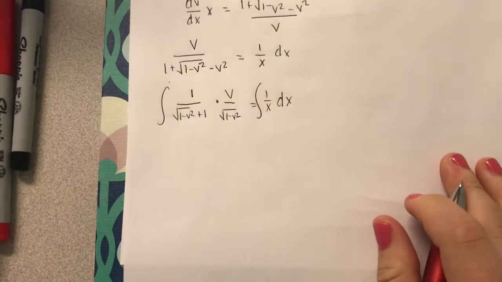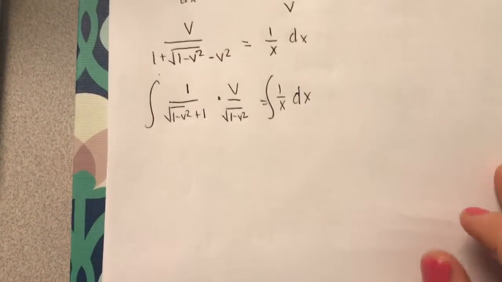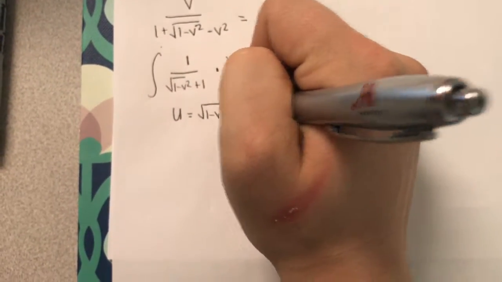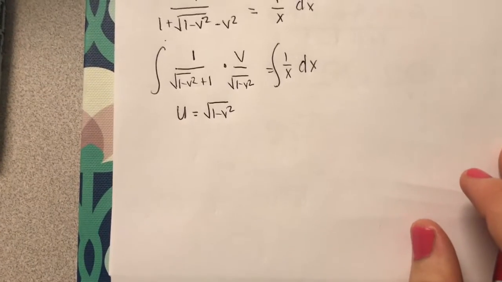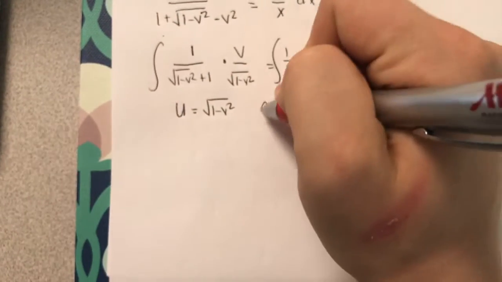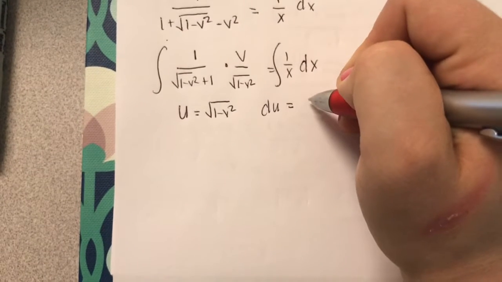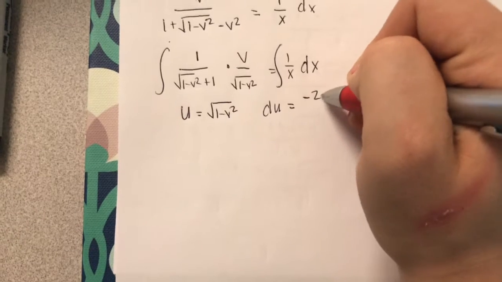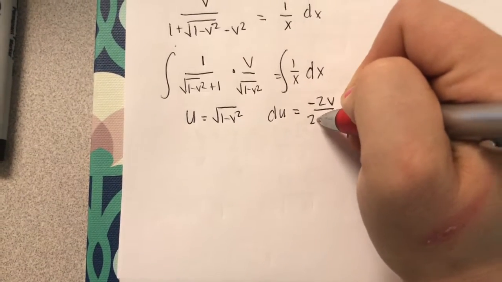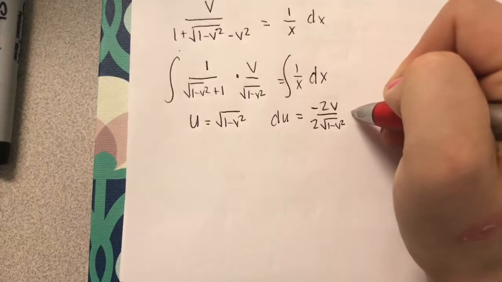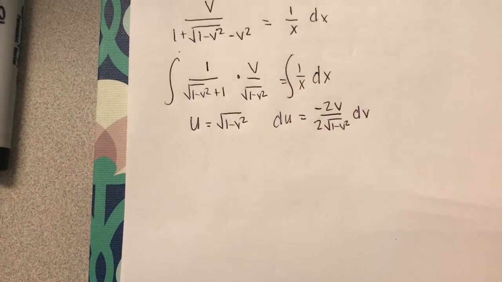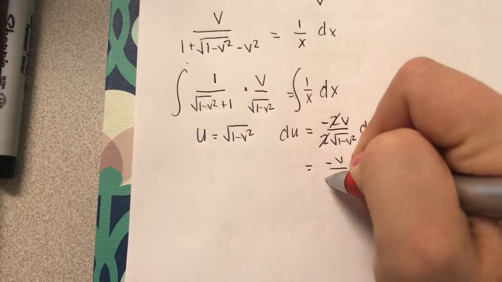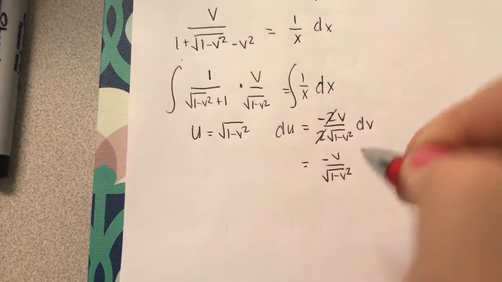And I'm going to have to use u substitution in order to integrate that left side. So I'm going to let u equal the square root of 1 minus v squared. When I take the derivative of that, I get du equal to negative 2v over 2 square root of 1 minus v squared dv. My 2's are going to cancel in this, so I'm going to be left with negative v over the square root of 1 minus v squared.